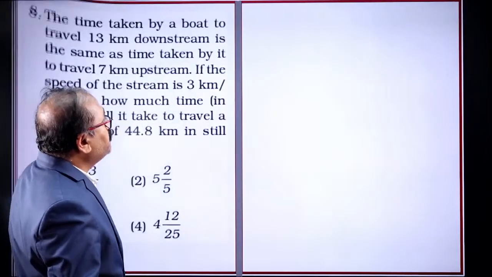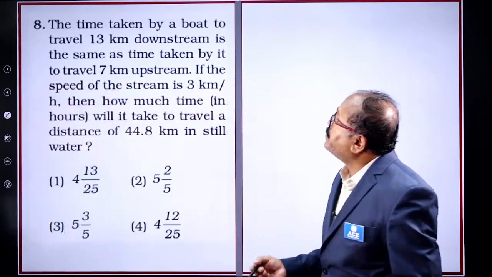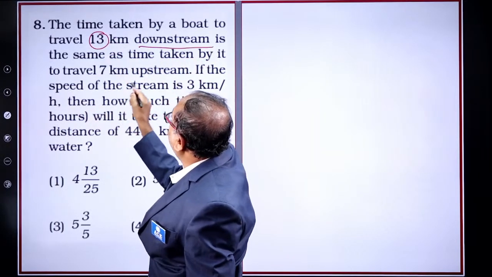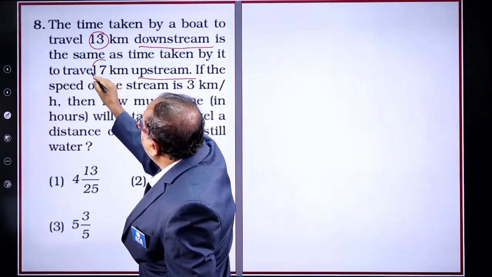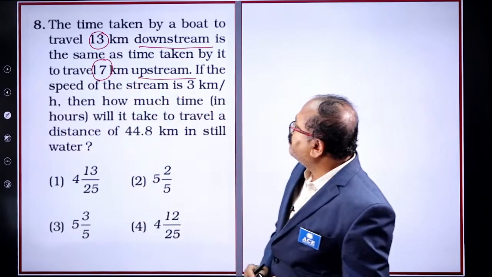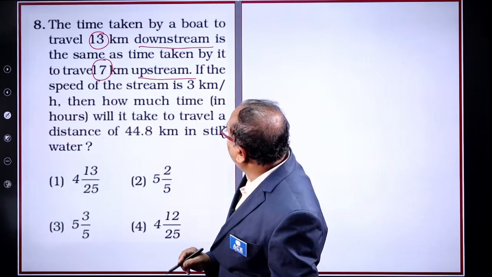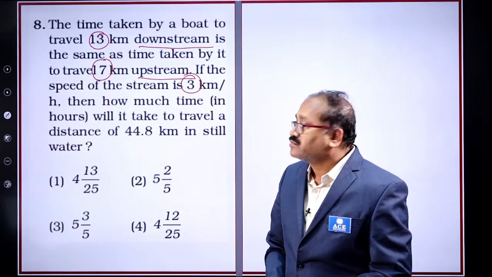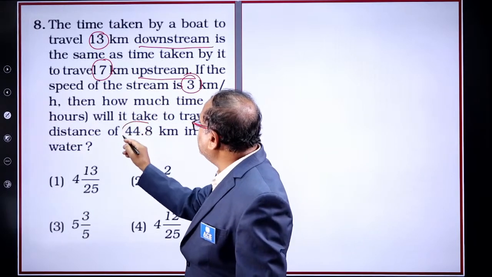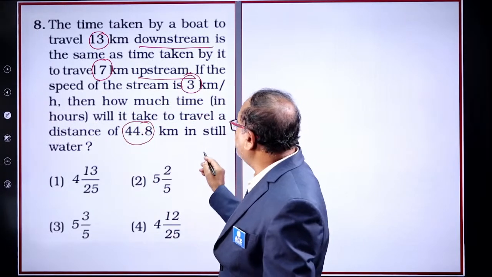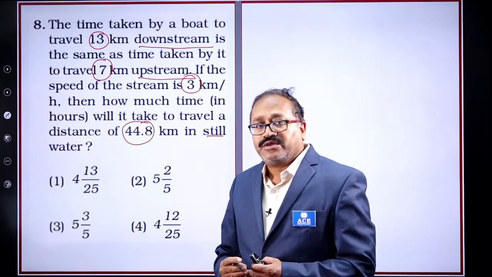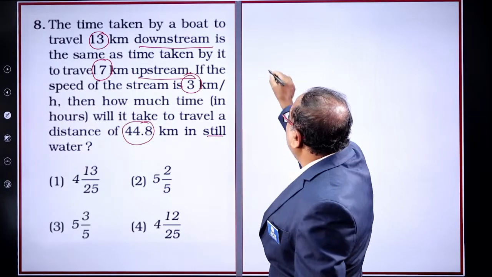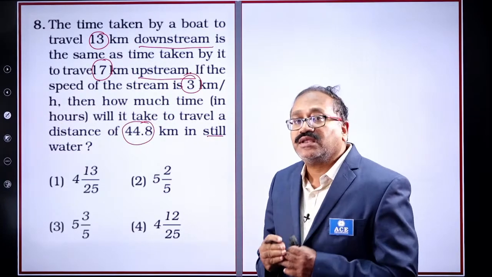Now for the shortcut method, please see the same question here. For downstream 13 kilometers, the time is the same as for upstream 7 kilometers. And one more piece of information is given to us, that the stream speed is 3 kilometers per hour. Then your question is, how much time will it take to cover 44.8 kilometers in still water? That means I need to find out the speed of the boat. So the speed of the boat I will consider as x. That is what I need to find out.